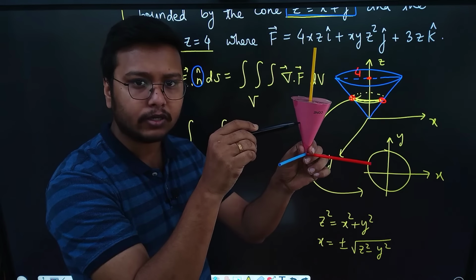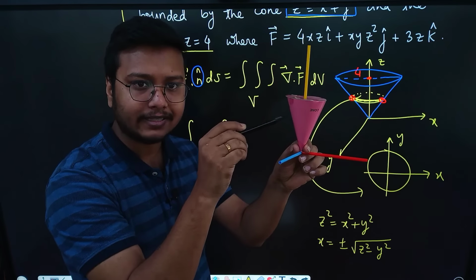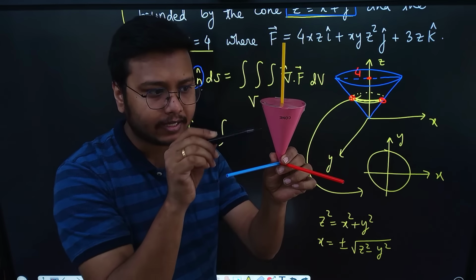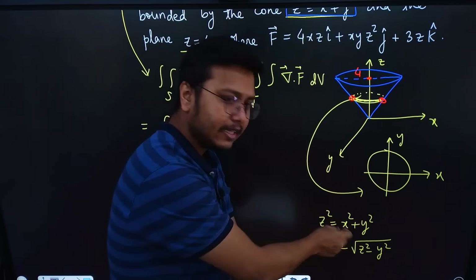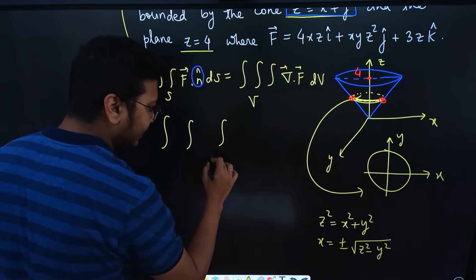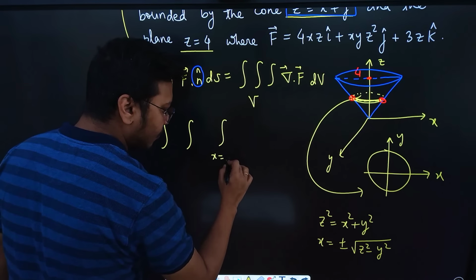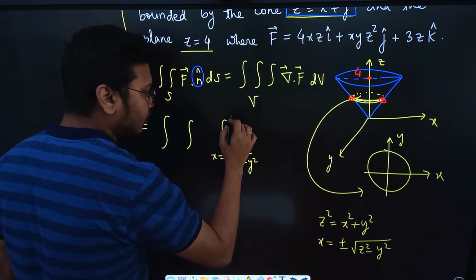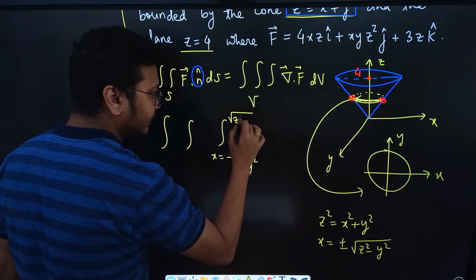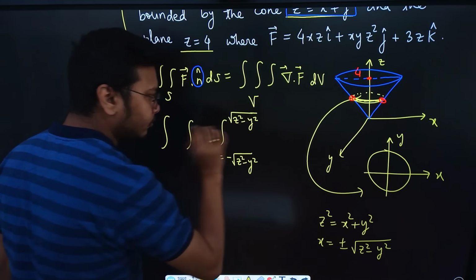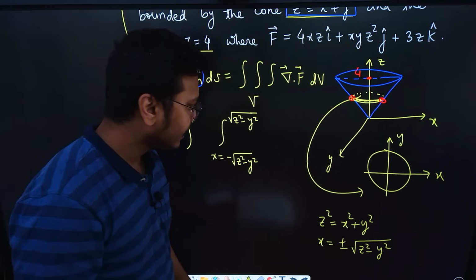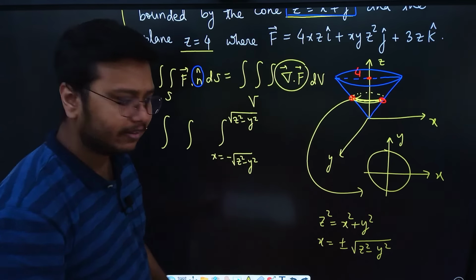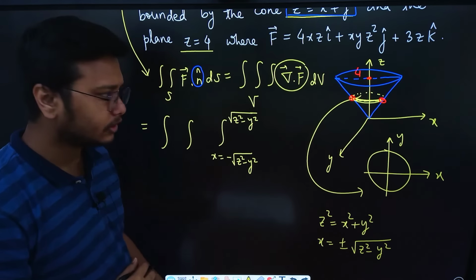So that means any point on the cone at any particular height, the value on the x axis, which is on the blue line, is given by something like that. So x varies from −√(z² − y²) up till positive √(z² − y²). Correct? I am finding out the divergence a little bit later. Let me just find out the limits first.